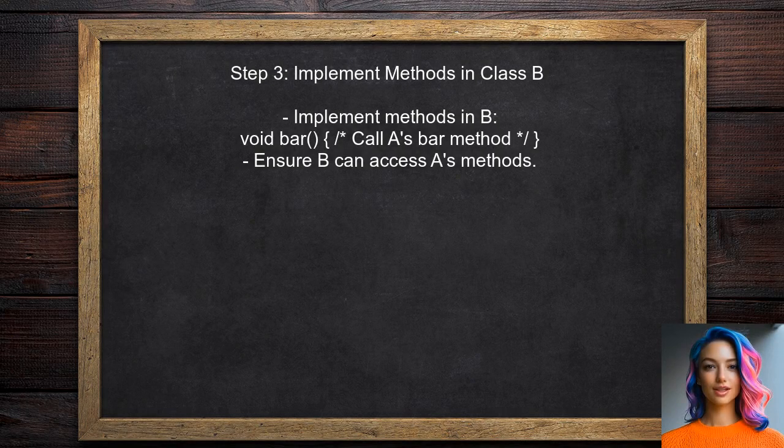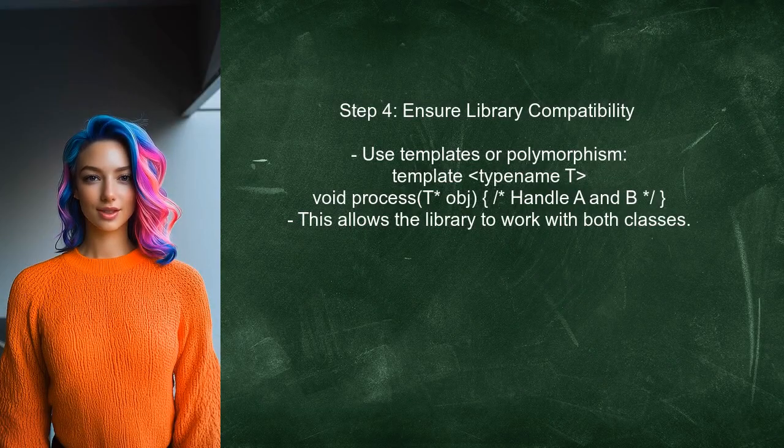Now, the user can implement the methods in class B to call the corresponding methods in class A. This way, the user can ensure that the functionality of A is accessible through B. Finally, the user should ensure that their library can accept both A and B types. This can be done by using templates or polymorphism to handle both classes seamlessly.